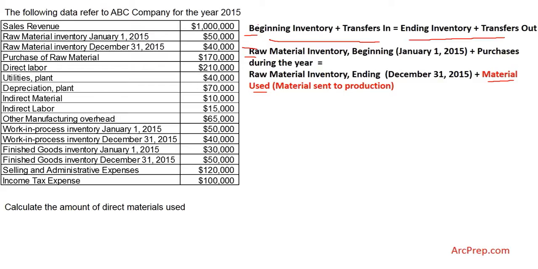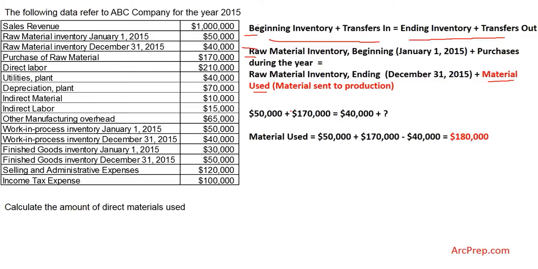Now, if I take these three numbers and plug them into the equation, the beginning inventory was 50,000 plus my purchases of 170,000. The total of the two, 220,000, is the materials I have available. And my ending balance is 40,000. That means I must have used $180,000 worth of materials.